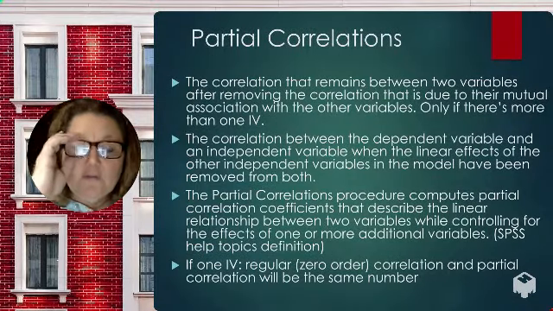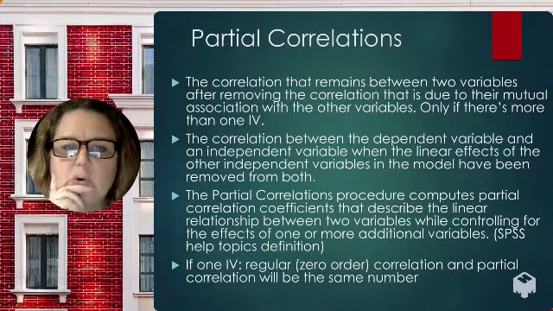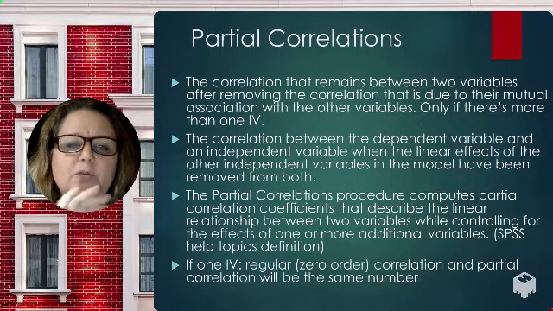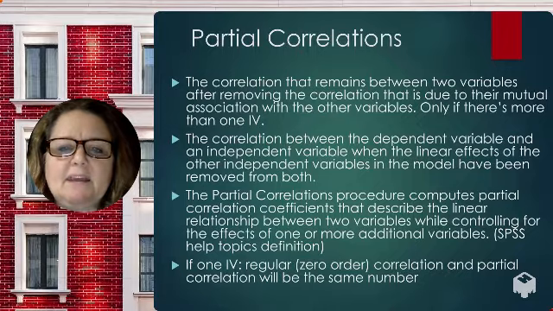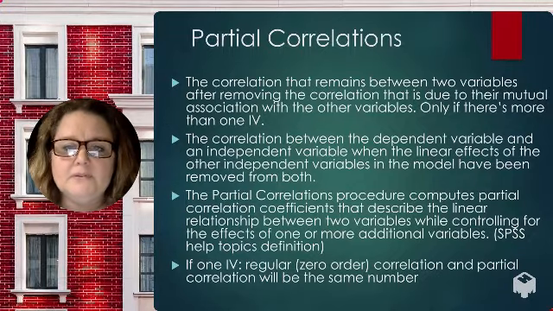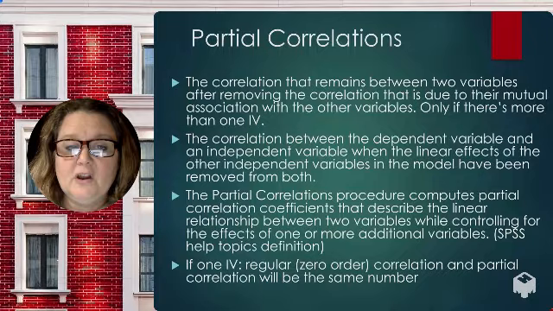So I'm going to give you 4 different definitions of partial correlation because a lot of students struggle with this concept, and so I've pulled this from 4 different sources, and I think it's helpful sometimes to get different definitions and you can kind of see it all come together. So one definition is the correlation that remains between two variables after removing the correlation that is due to their mutual association with other variables. It's only if there's more than one independent variable.